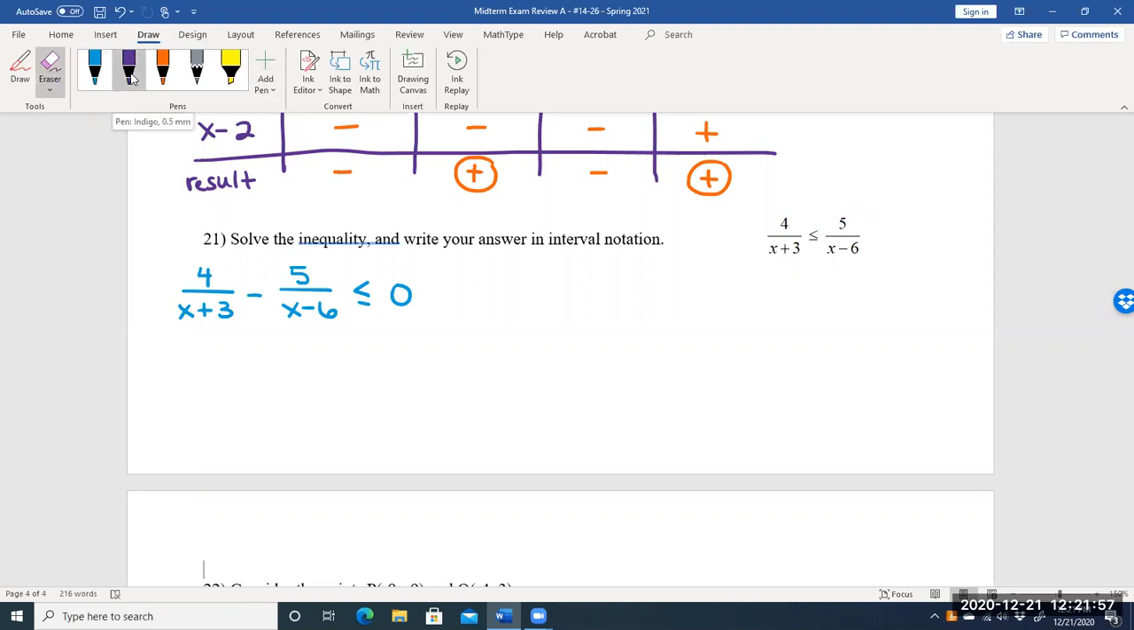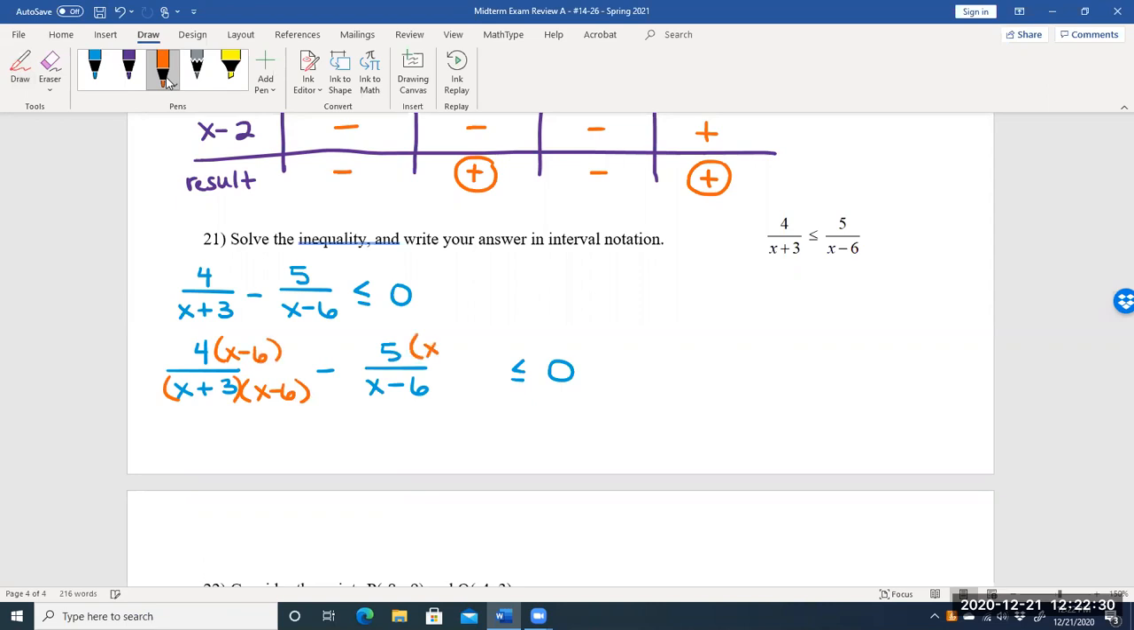Then we need a common denominator. We need to bring those together, make a single fraction. And so I'm going to space it out a little bit because I'm going to show that I'm going to multiply both the numerator and denominator by something. So I need a common denominator. The first fraction is going to get multiplied top and bottom by x minus 6, and the second one by x plus 3.